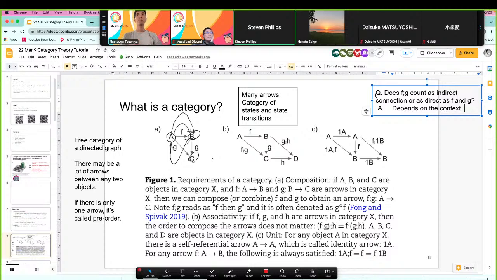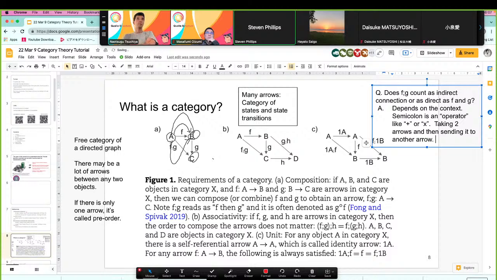Just to follow up on Hayato's point, the semicolon is just the operator. For example, in the context of multiplication or addition, saying 2 + 3 = 5 is direct or indirect doesn't really make sense. Formally, composition is just an operation taking two arrows and sending them to another arrow. As Hayato said, it depends on how you interpret the arrows. If you interpret them as pathways, like in a neural net or a graph, then sure, you can think of it as indirect or direct. But if you interpret it algebraically, where the arrows are just numbers and the composition operation is multiplication or addition, then it's just an operation on those two arrows to produce another arrow.